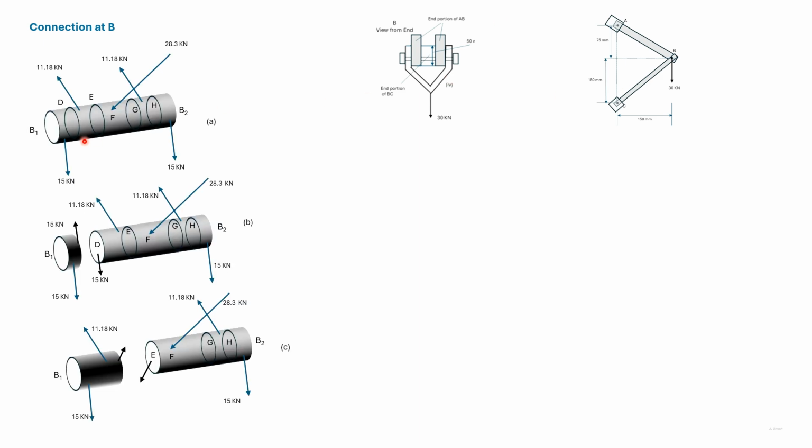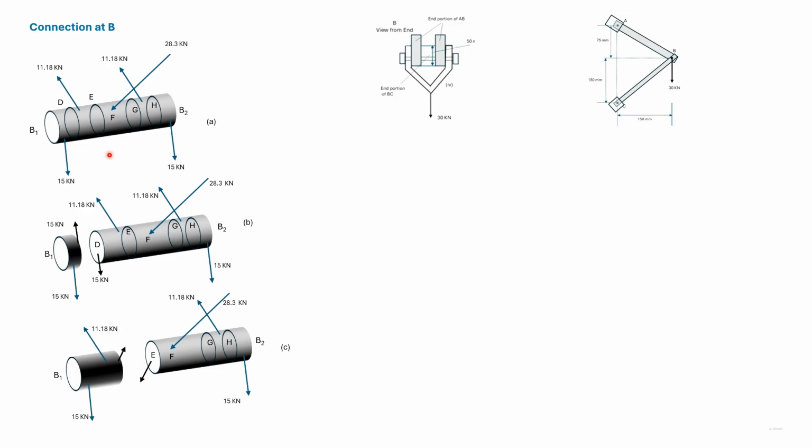So this is pin B, shown with all the forces acting. These two forces are due to the fork portion of AB. This force is due to BC. These two forces are due to the bracket through which the load is suspended. We notice that pin B is more complicated than the single shear and double shear cases we have dealt with till now.